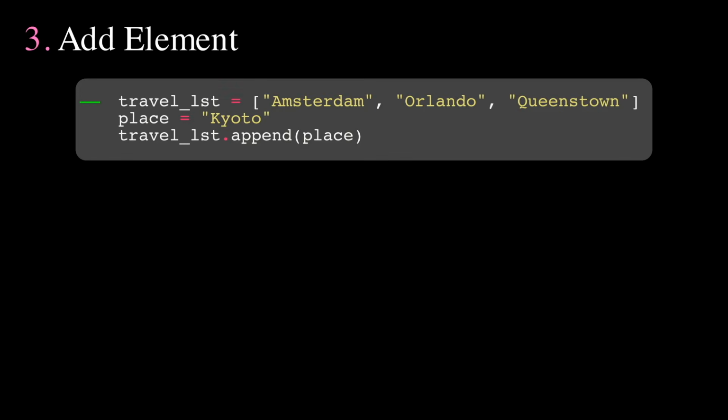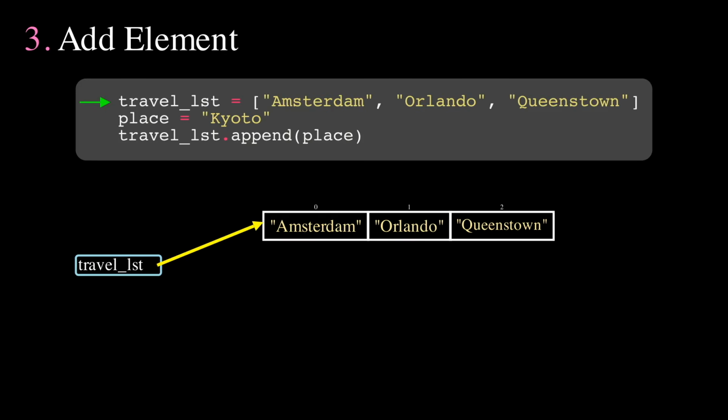One thing notable to mention, when we append a variable to a list, we're appending its value rather than the symbol. The variable place stores the string Kyoto. If we append place to travel list, the string of Kyoto is added to the end. However, if this is your mental image, you'll be incorrect.